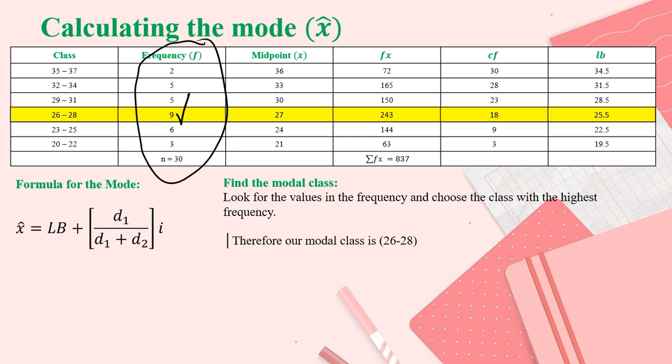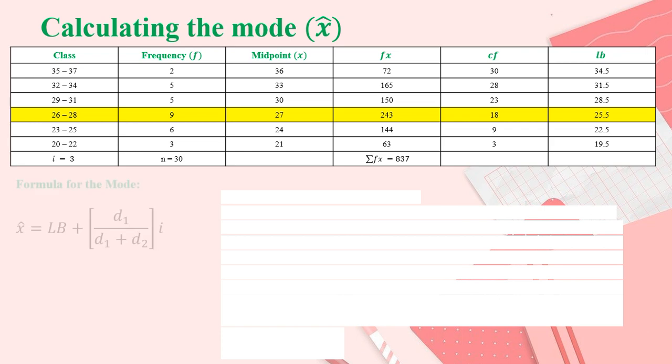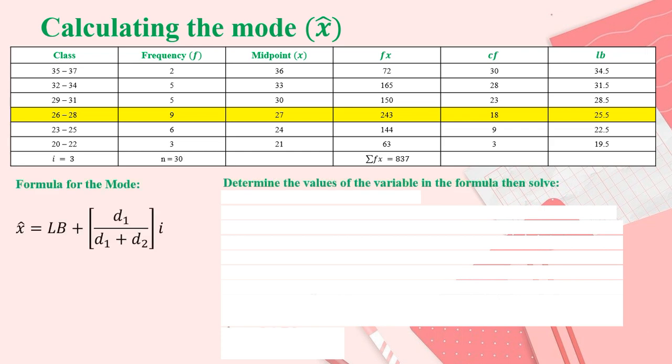Okay? Again, para makuha si modal class, tingin sa frequency, yung pinakamataas lang po. That will be your modal class. Okay, so let's have again our formula. And then after that po, we need to determine the values of the variable in the formula. And of course, we will solve. So first po, LB, ayan, we have same 25.5.